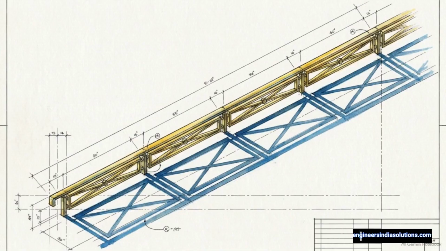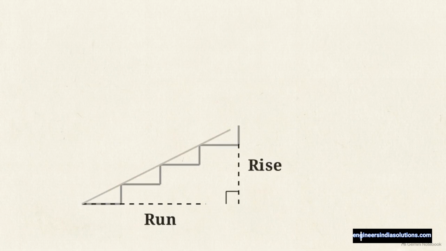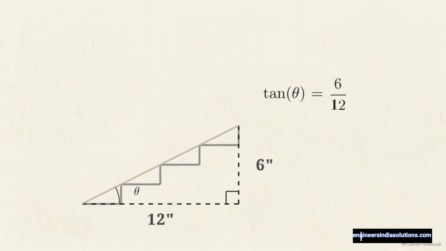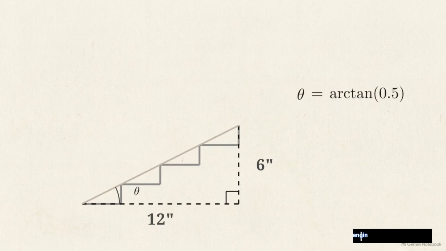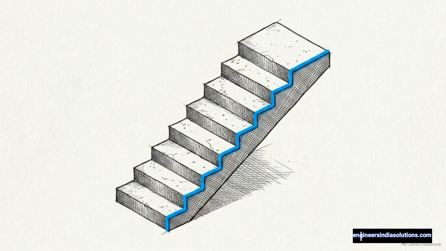The relationship between the total rise and total run is governed by a mathematical constant, the stair pitch. We calculate this pitch using basic trigonometry. The triangle beneath the flight shows tangent theta equals rise divided by run. Substituting our dimensions gives 6 divided by 12, or 0.5. Taking the arctangent reveals an exact angle of 26.6 degrees. This 26.6 degree pitch is the unalterable mathematical reality of a 6:12 staircase configuration.